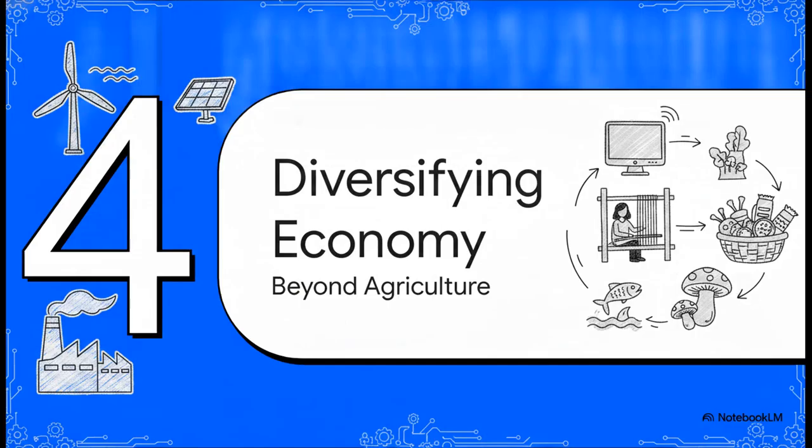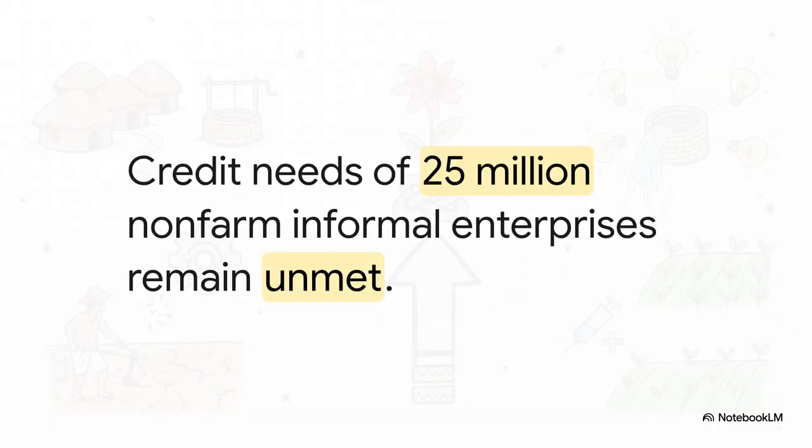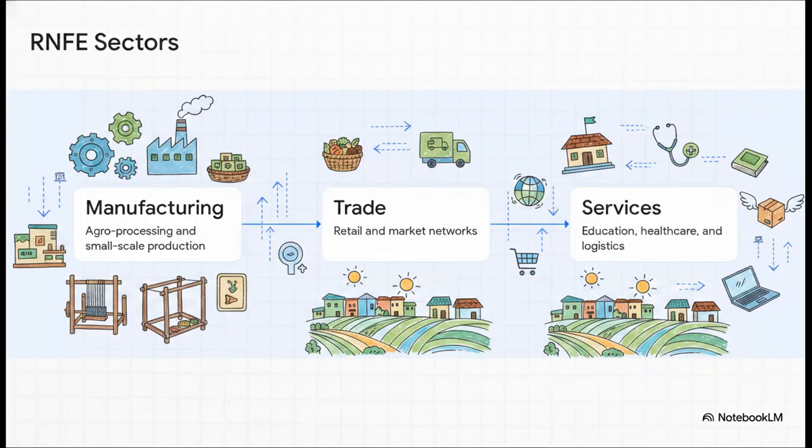Let's shift gears to Section 4, diversifying the rural economy. Okay, we've got a massive, untapped blind spot here. The data shows there are roughly 25 million non-farm, informal businesses in rural areas with credit needs that are just completely ignored by rural banks. If we really want to build resilience against, say, a bad harvest, funding the local repair shop or the weaver is the golden ticket. Because diversification takes the pressure off the soil.